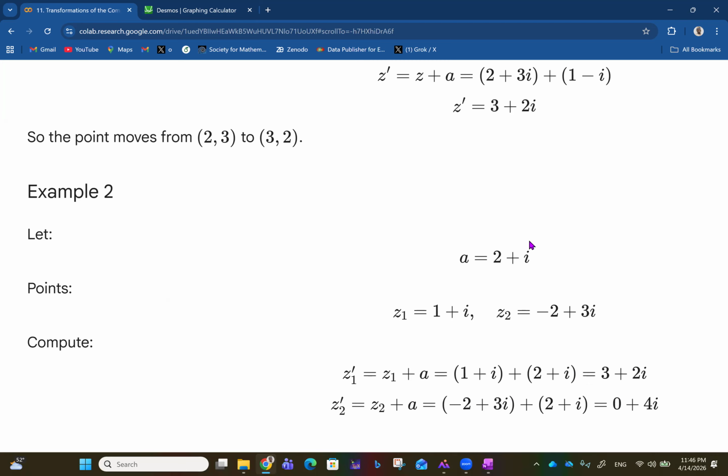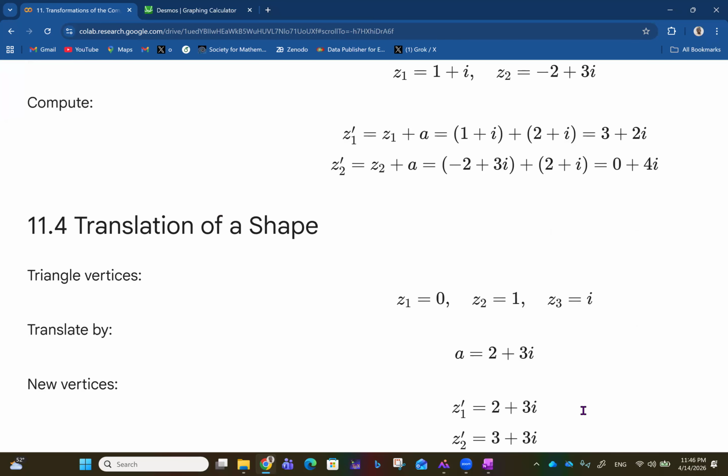So now z1 shifts from 1 plus i to 3 plus 2i. So it moves 2 steps to the right, and then 1 step up on the y-axis. Then for z2 now, the original z2 is minus 2 plus 3i. So minus 2 plus 2, that means you move 2 steps to the right, and then you have 1 step up like that. That's what example 2 shows us.